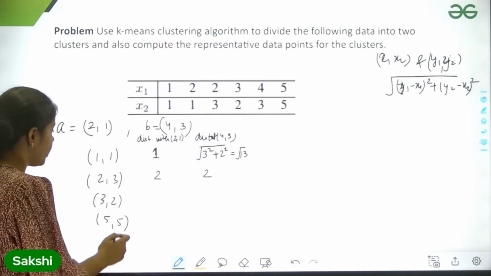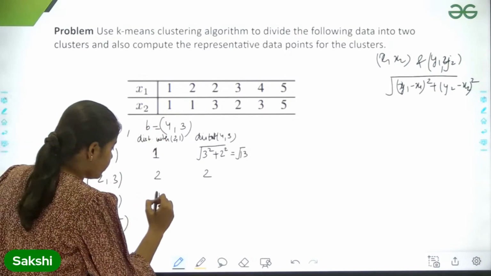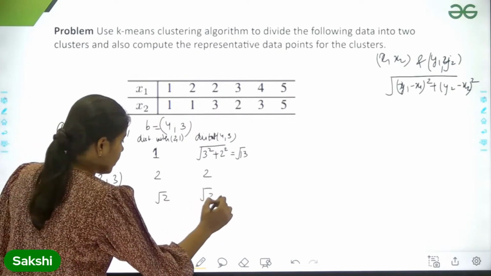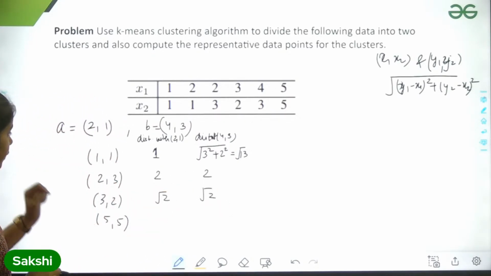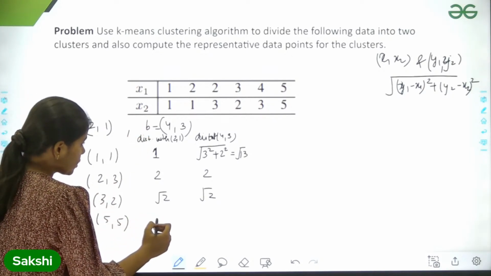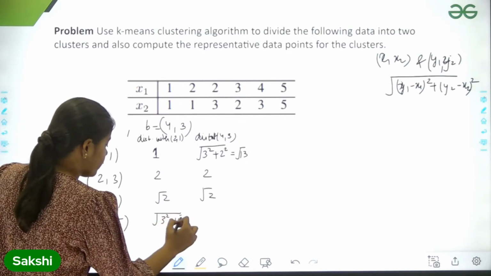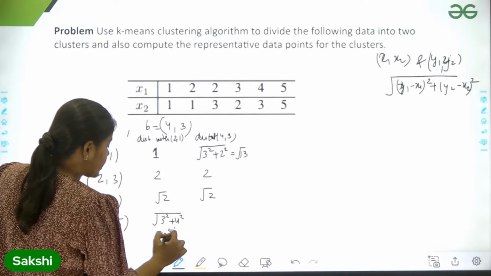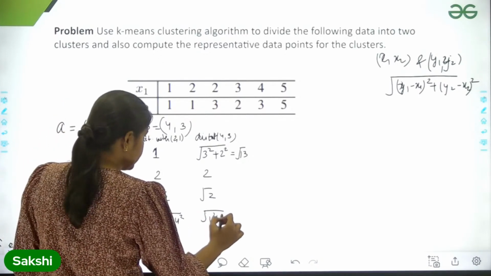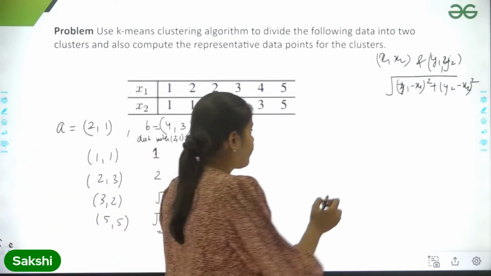Now let's talk about 3 comma 2. 3 minus 2 is 1, 2 minus 1 is 1, so square root of 2. And here 4 minus 3 is 1, and this is also square root of 2. Okay, 5 comma 5: 5 minus 2 is 3 square, and 5 minus 1 is 4 square, 9 plus 16 gives distance 5. And with 4 comma 3, 5 minus 4 is 1 square, 5 minus 3 is 2 square, so that gives square root of 5. So right, now I have to form the clusters.